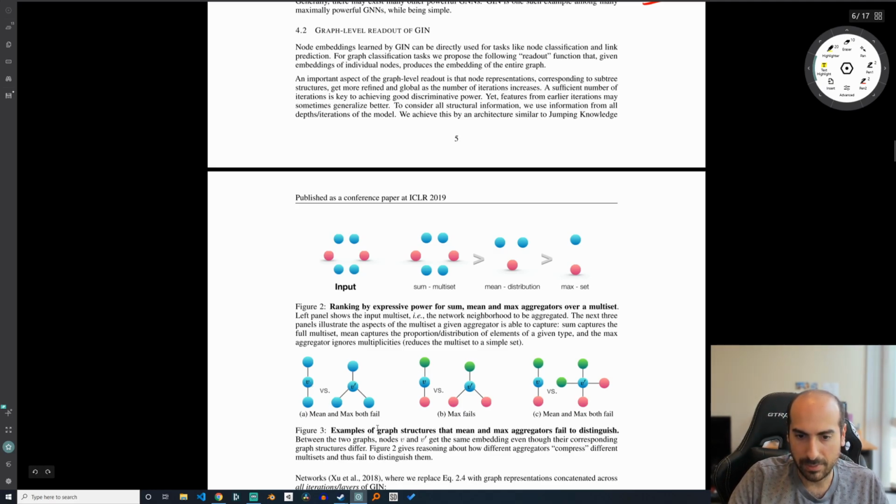And here are examples where the mean and max aggregators fail to distinguish between graphs. Here, for example, mean and max both fail. They can't tell the difference between these two. Here, max fails, and mean and max both fail here. So these are all the same. I see.